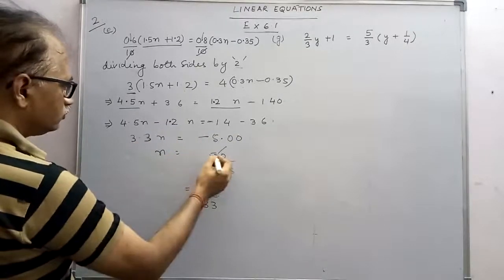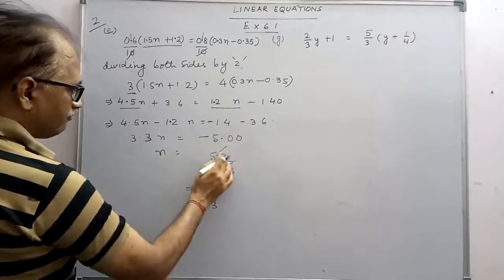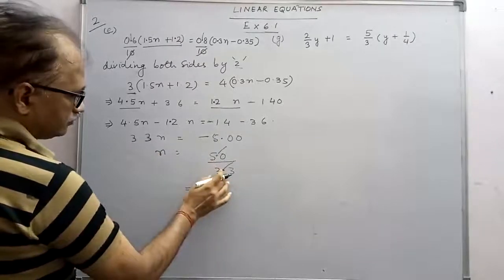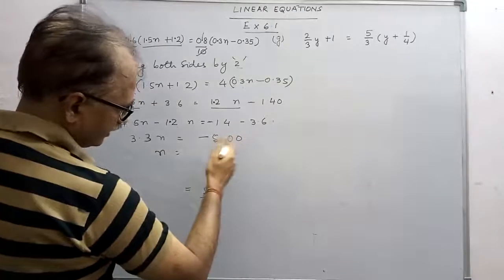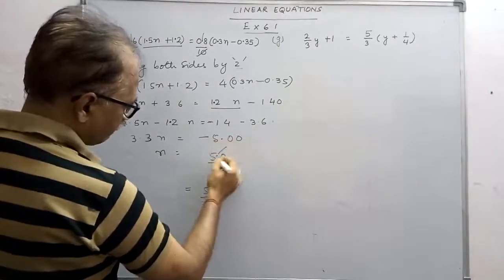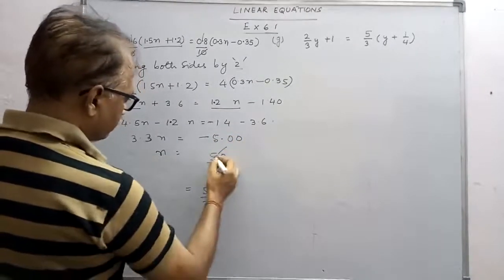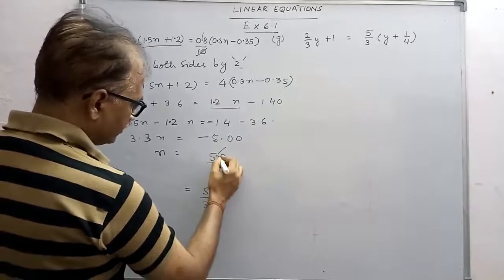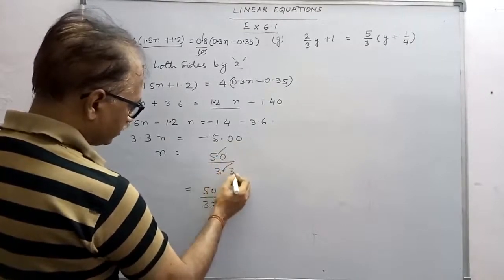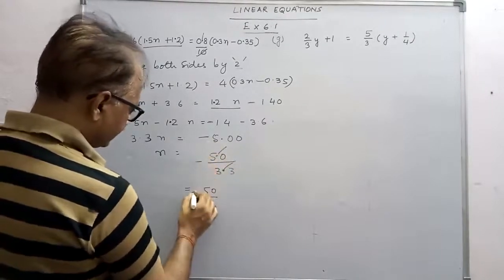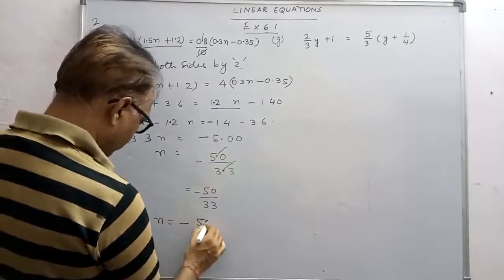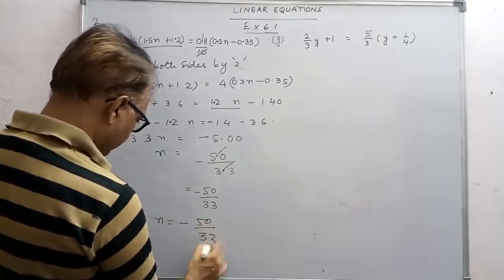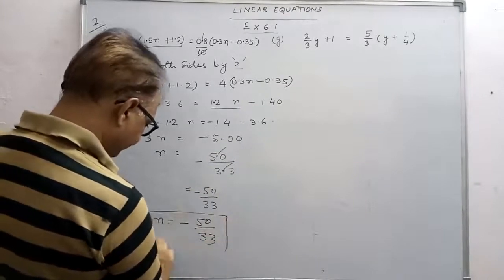So n is equal to, you can write 5.0 upon 3.3, because after the decimal these zeros are meaningless. So 5.00 or 5.0 means the same thing. So 5.0 upon 3.3, remove the decimal here, you get 50 upon 33. The sign is negative. So answer n is equal to minus 50 upon 33. This is the answer. Okay.